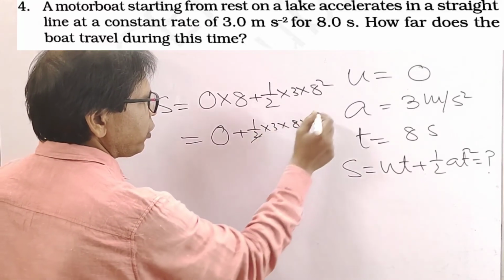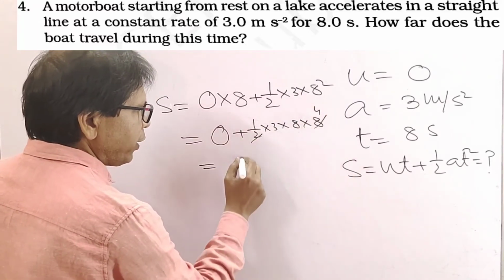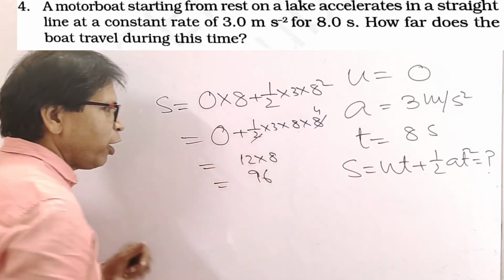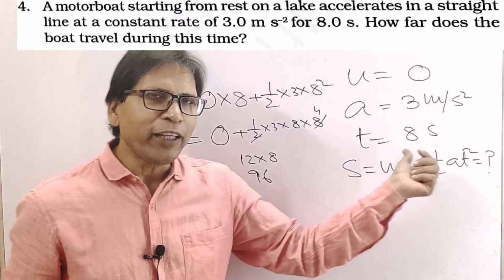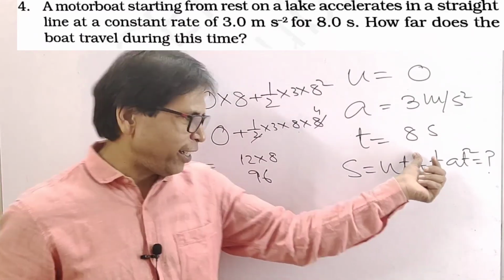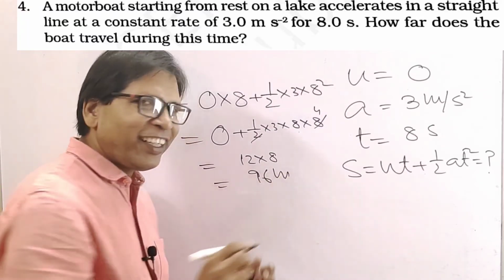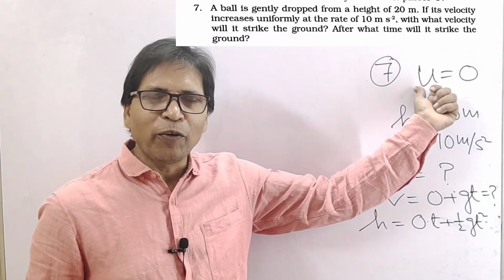Now this and this give 4. So look at this. This is 12 into 8. So this is 96. So the distance covered by the motorboat in 8 seconds is 96 meters. Okay, understood? Next, now look at this.